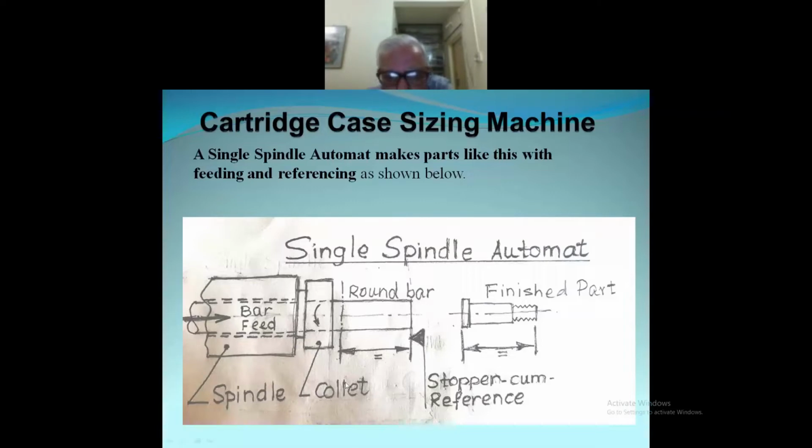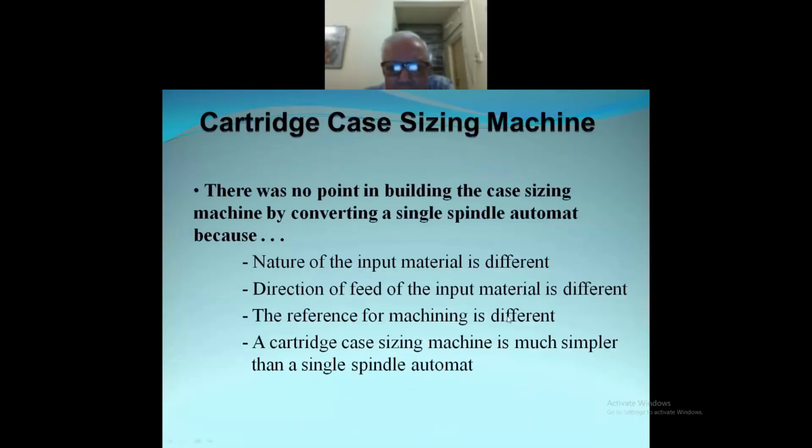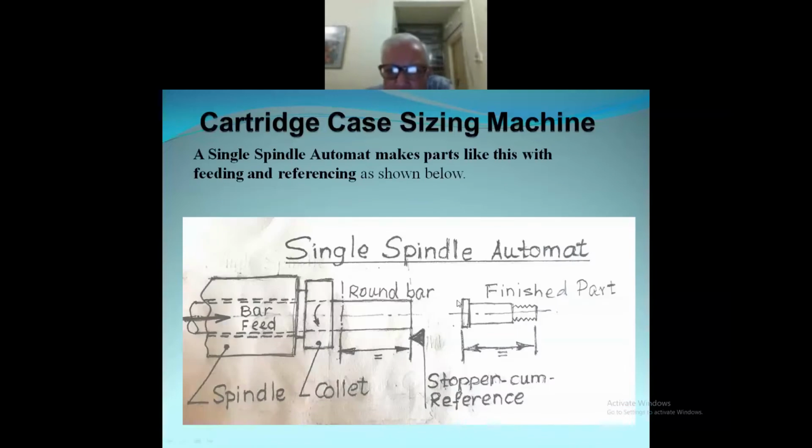Then a number of tools. Suppose I want to make this part, which has got a little thread and then some tapered body and then a shoulder. So, after the round bar is fed, 3 tools will be coming one after another. They are all controlled by cams. One after another, the same turning will be done, and then the threading will be done. Then parting off will follow. So this is the nature of the machine.